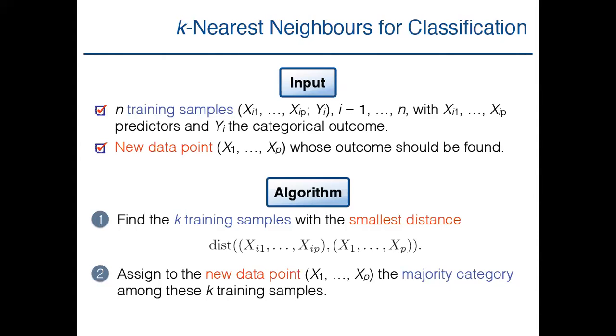Now, how does the algorithm work? You'll see you had n training samples, so let's give it a number. Let's say you have 1000 observations. If we talk about k nearest neighbor, let's say I assign a value to k as well. Let's say I'm talking about 5 nearest neighbors.